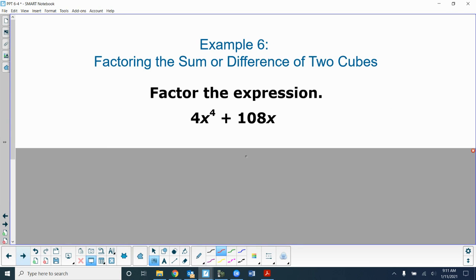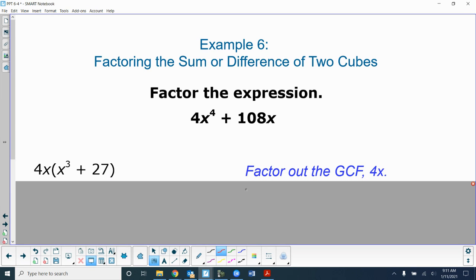All right. Is there a GCF? Yeah. What is it? 4x. So always look for that first. I think they did it for us. Yeah. And then guess what? These are both perfect cubes. So what's the cube root of x cubed? X. Cube root of 27? 3. What's between them? Plus.